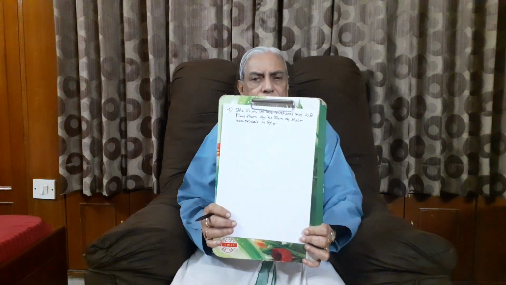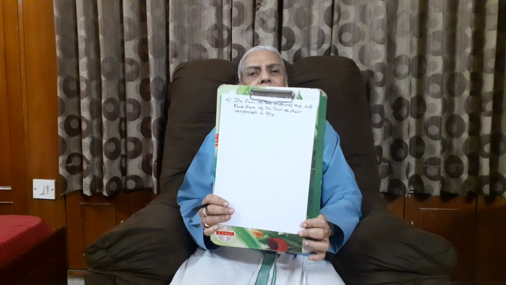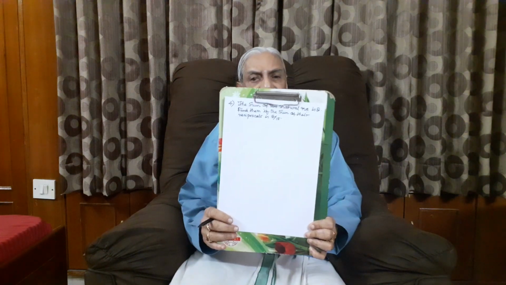Okay, sir, we'll go to the fourth problem now. What is the same similar type of problem? We'll just take the fourth problem. This is the last but one problem. Now, the fourth problem. The sum of two natural numbers is 8. Find them if the sum of the reciprocals is 8 by 15.